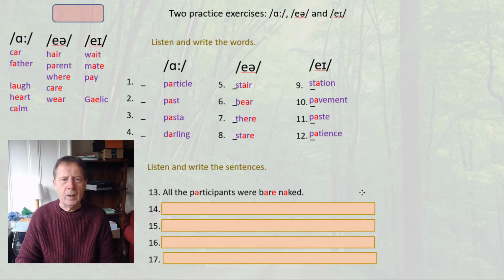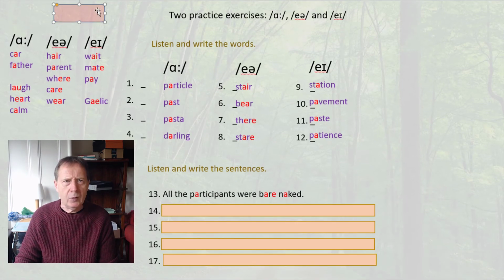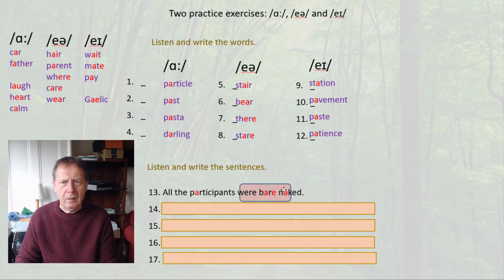Number 13. All the participants were bare naked. All the participants were bare naked. Now, you can see this word bare, that means with no clothes, and this word bear for the animal is the same sound. Same sound, different spelling, different meaning. Bare and bear.